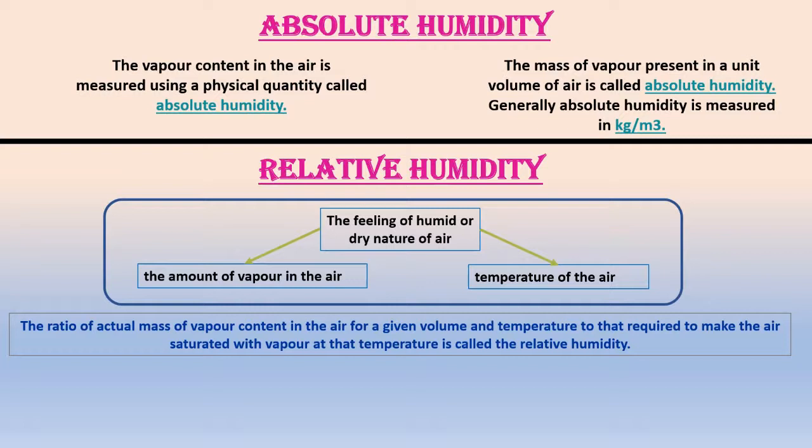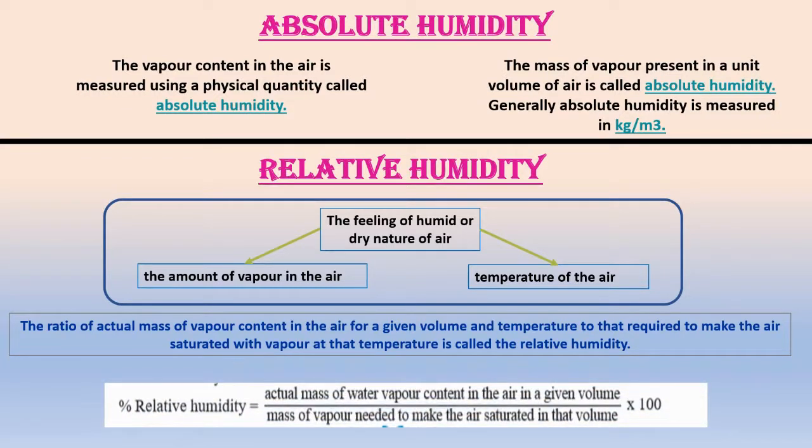So it is the ratio of the actual mass of water vapor in a given volume to the mass required to make the air saturated at that temperature. This is known as relative humidity. How do we calculate percentage relative humidity? In the same way: the actual mass of water vapor content in the air in a given volume, upon the mass of vapor needed to make the air saturated in that volume. And we have to multiply this by 100. Why? Because we are calculating percentage relative humidity. So this is the difference between absolute and relative humidity.